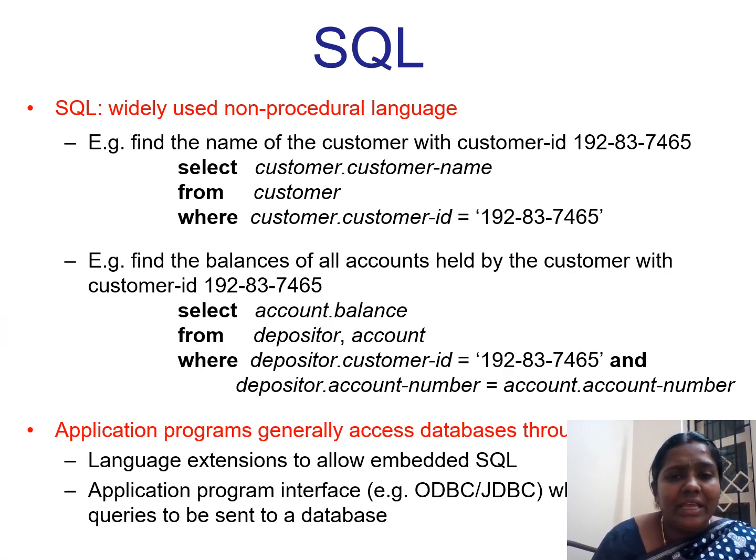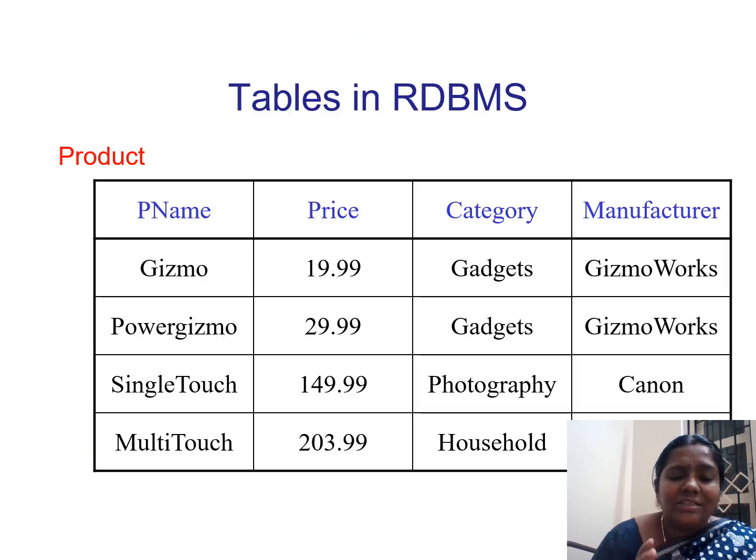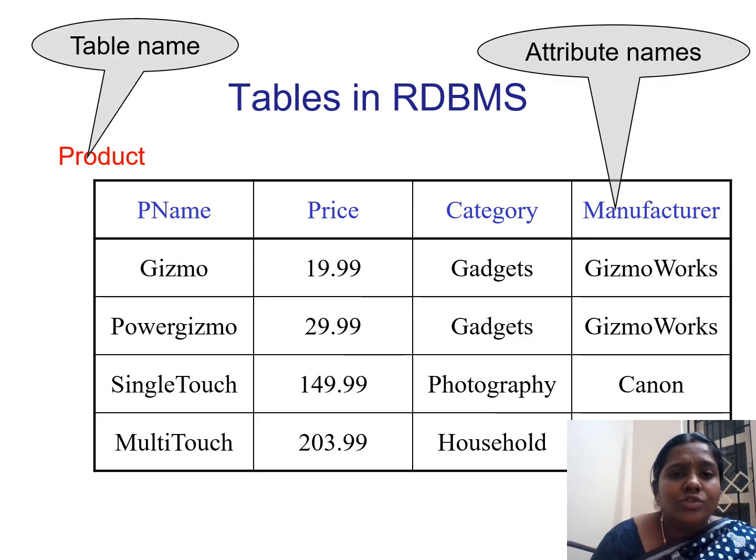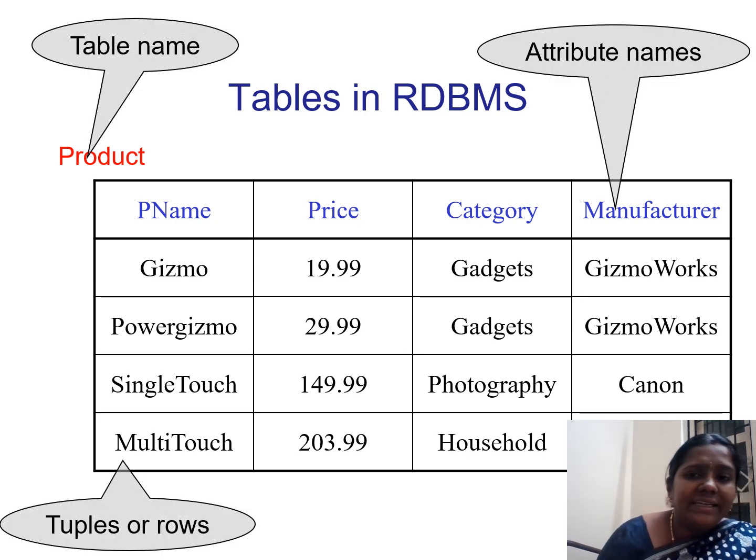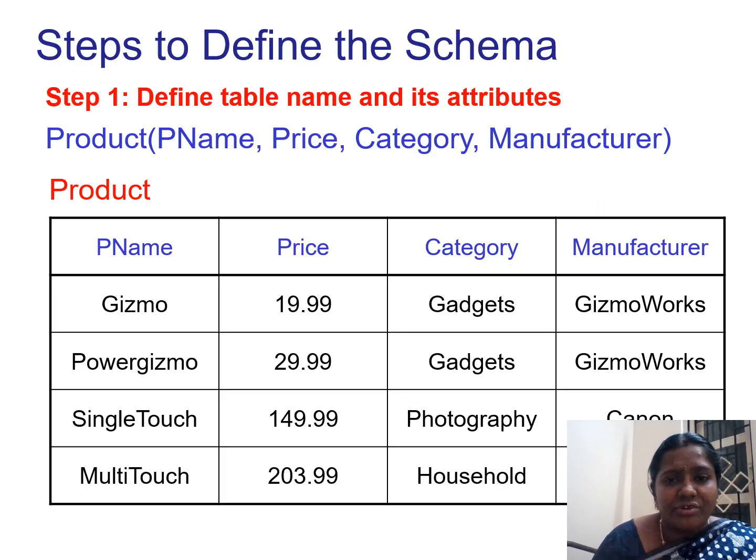This is an example query which consists of a product table. As usual, we have attributes like P name, price, category, manufacturer, etc. Product is the table name, and the manufacturer is one of its attributes. And this is what is called the schema. The schema is the structure of a table that defines the attributes of the table. For the table called product, the schema will consist of the attributes like P name, price, category and manufacturer. Each attribute has some values, and each has some records or rows.